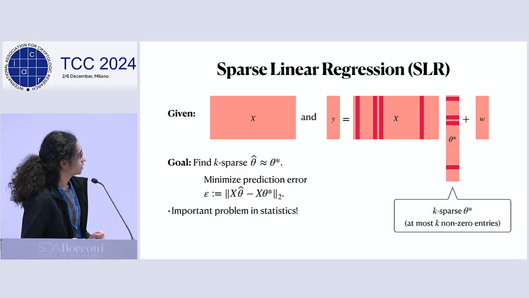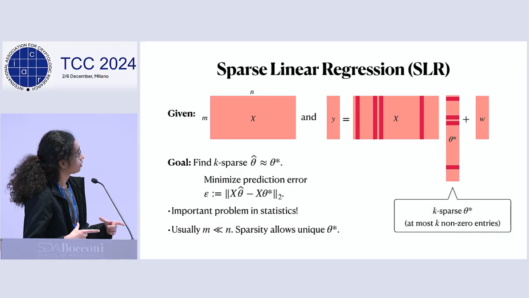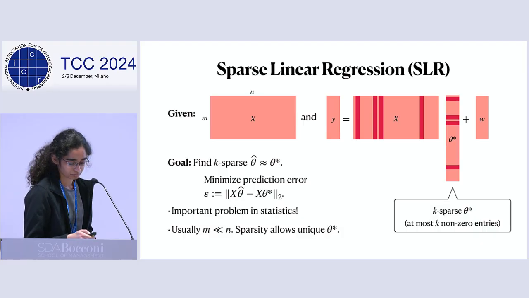For some context, this is a really important problem in statistics, and it's usually studied in the setting where X is a short and wide matrix. So if X is m by n, m is much less than n. And the sparsity of theta star is what allows the solution to be unique and meaningful.